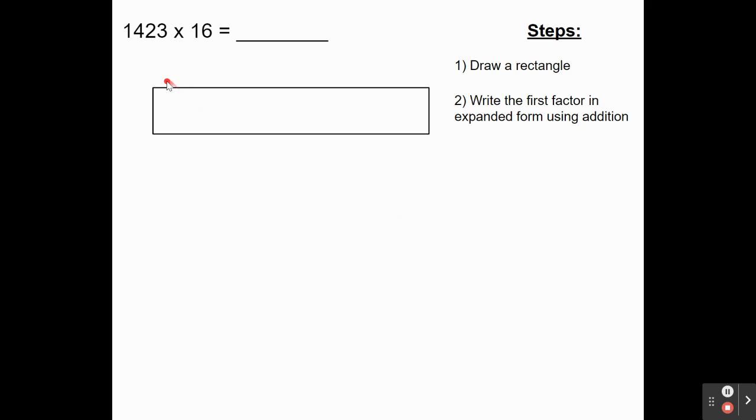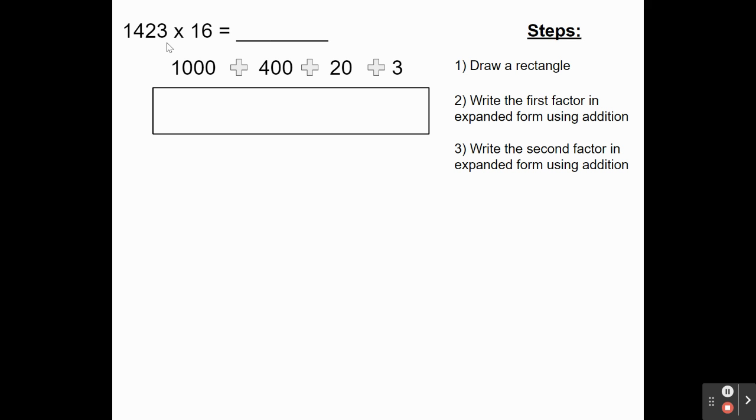The first factor is 1,423. The 1 is in the thousands place, so we'll write 1,000. The 4 is in the hundreds place, so we'll add 400. The 2 is in the tens place, so we'll add 20. And the 3 is in the ones place, so we'll add 3.